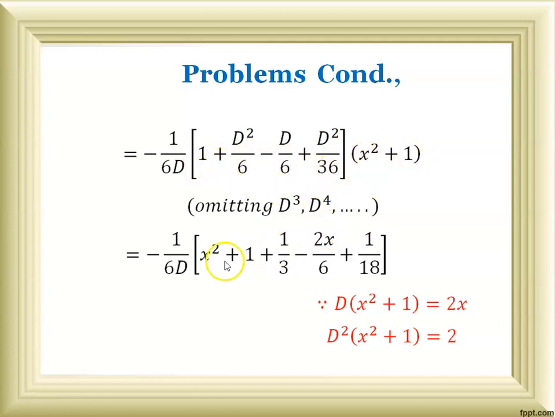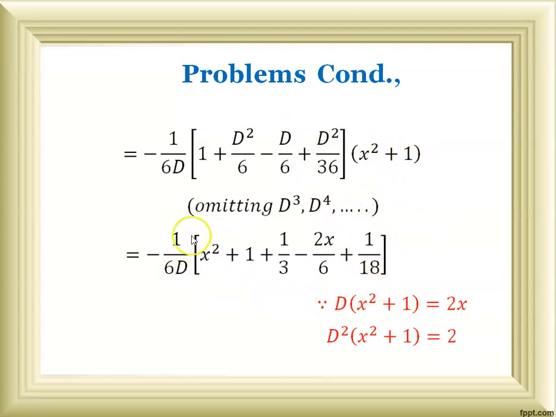Next, let us move on to the multiplication of these two terms. 1 into x² + 1 becomes x² + 1. D² of x² + 1 value is 2, so 2 by 6 is 1 by 3. D of x² + 1 value is 2x, so 2x by 6 here. D² of x² + 1 is 2, so 2 by 36 becomes 1 by 18.